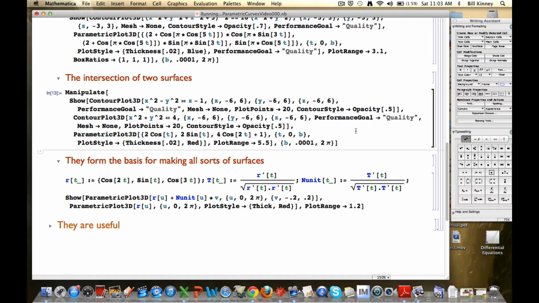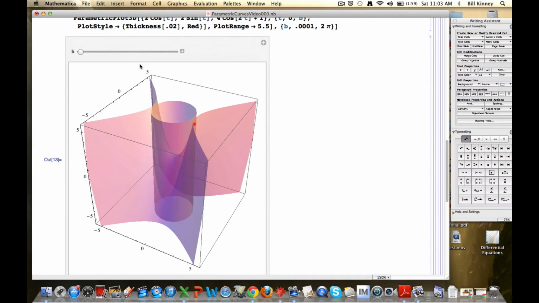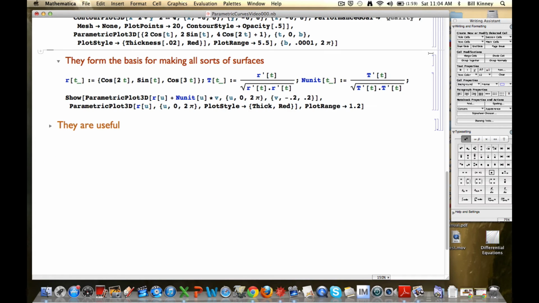You can parametrize the intersection of two surfaces. Sometimes when you've got two surfaces, it's hard to see where their intersection is. In this case, I've got this cylinder and this, I believe it's called a hyperbolic paraboloid or something. This other saddle-like surface. Where do they intersect? They intersect along this red curve there. And parametric equations and parametric curves can help you see that.